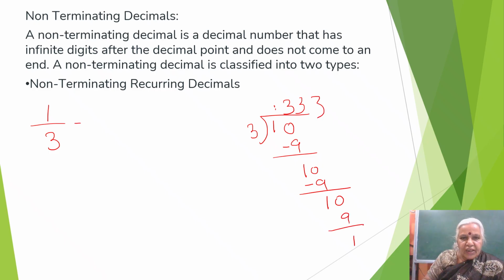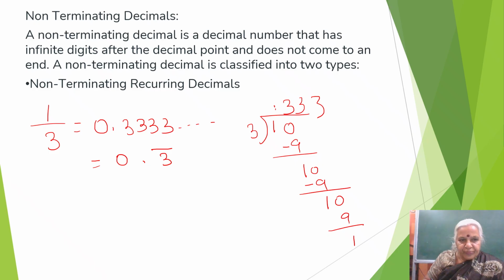If you keep doing it, the value will become 0.3333, like that it continues. This can be written as 0.3 recurring. If you write a bar above this, that means it is recurring.